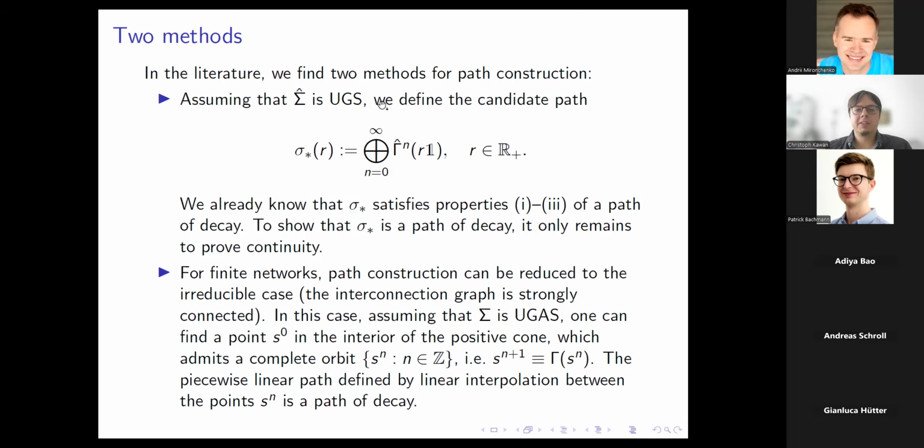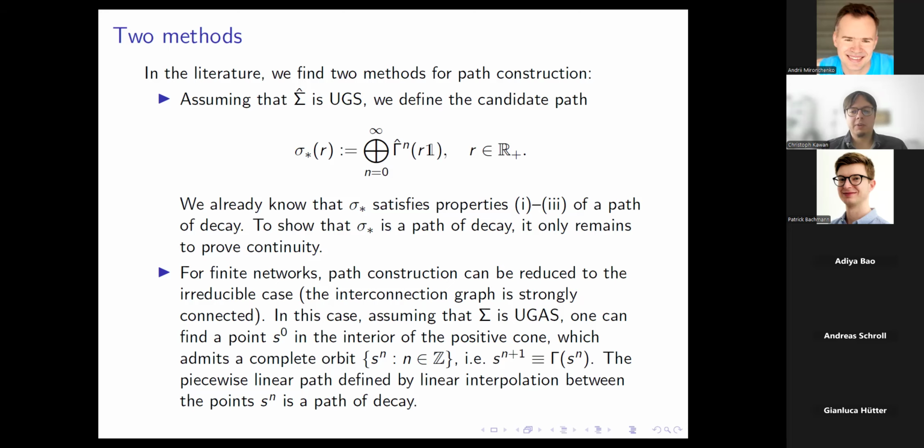If we are assuming that sigma hat is UGS, we can define this, and we already know that it has the first three properties of a path of decay. So maybe it's also continuous under some assumptions, and then we would have a path of decay. And if we apply it to an enlarged gain operator, we would have a path of strict decay. So it only remains to prove continuity to show this. So this is the first method.